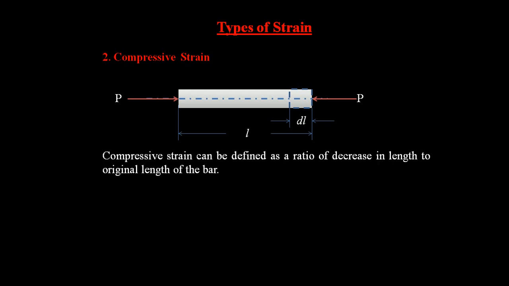And now we try to give the definition, which is again the same definition: compressive strain can be defined as the ratio of decrease in length to original length of the bar. Okay, it is the ratio between change in length to original length. In the same way, decrease in length to original length. So the formula we can write again, EC, that is the compressive strain symbol, is equal to change in length, that is decrease in length DL divided by original length L. So this is the compressive strain formula we can give, which is decrease in the length divided by original length. Okay, that is the compressive strain.